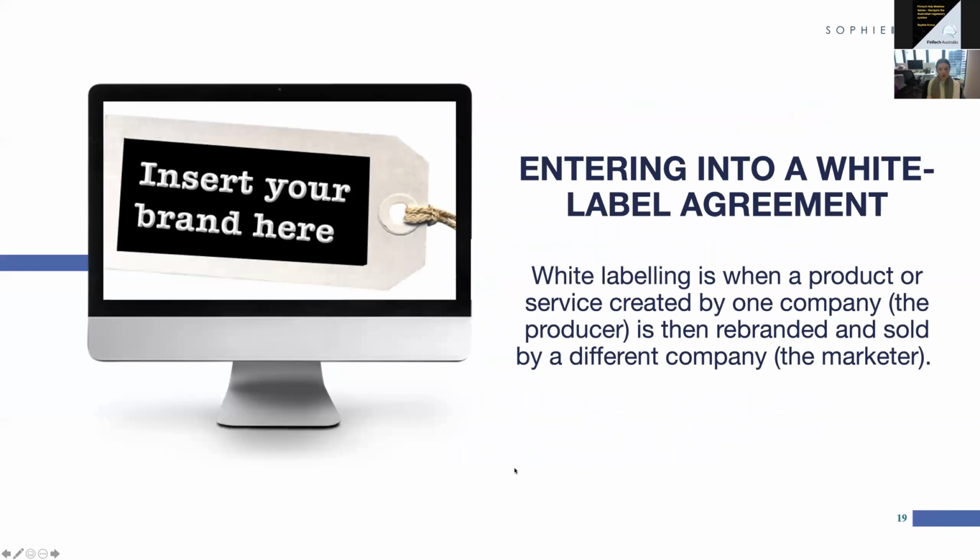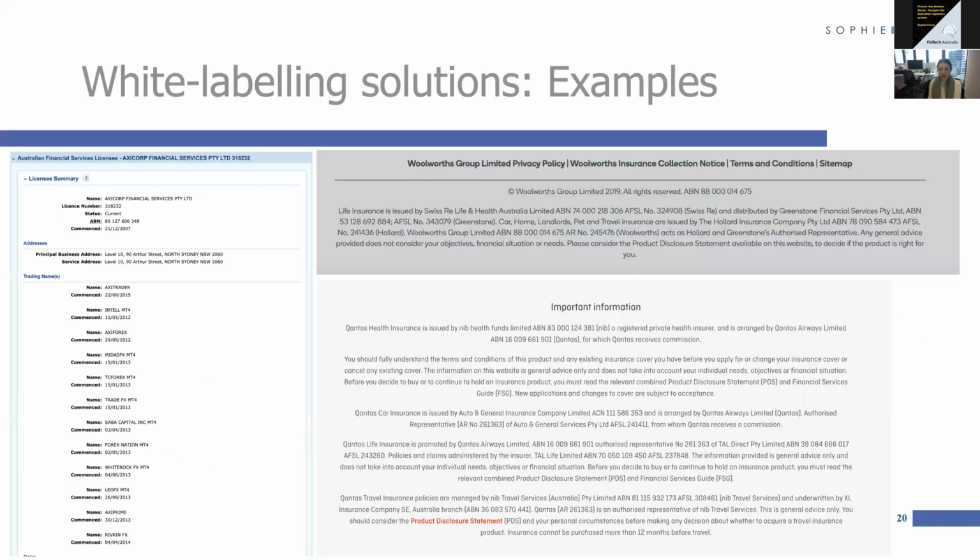So the third option is to enter into a white label agreement. That's where a product or a service is created by one company, and then you just rebrand and sell that product under your own company with your marketing. So on this slide, there are some examples of white labeling solutions.